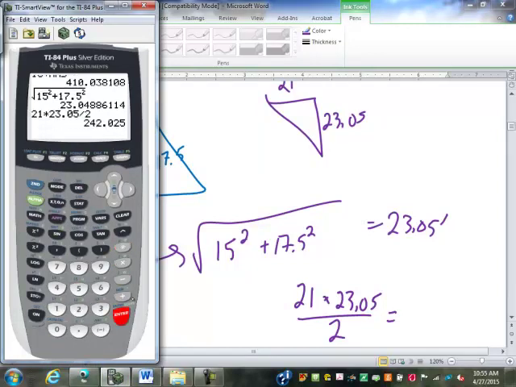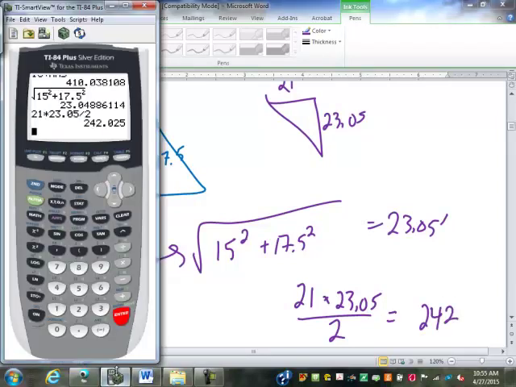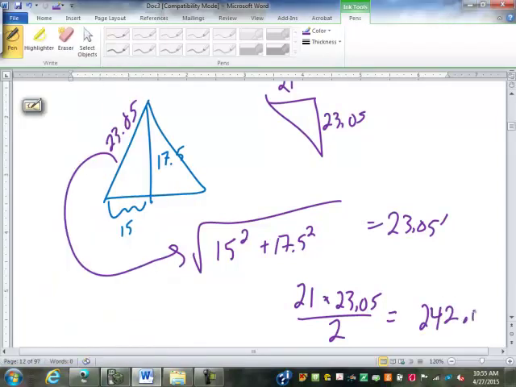Which gives us an area of 242.03 basically for each side. You double that to get 484.06 for the two sides put together.